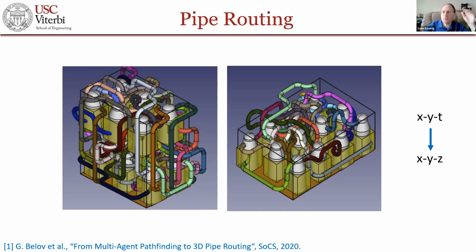In a standard multi-agent pathfinding problem, you want to minimize the sum of the travel distances of the agents. Here, we want to minimize the sum of the pipe length. So you can see multi-agent pathfinding algorithms, perhaps surprisingly, apply to pipe routing. So this is another joint project with Monash University.